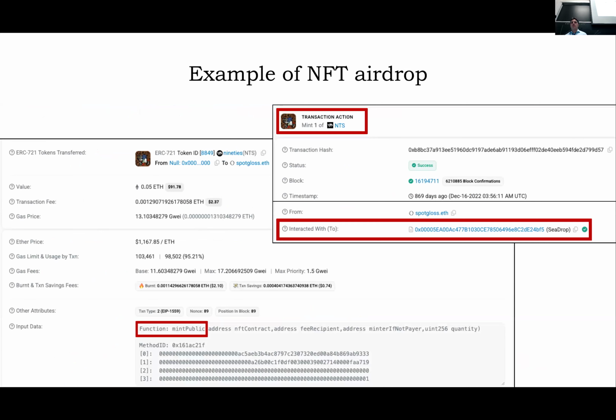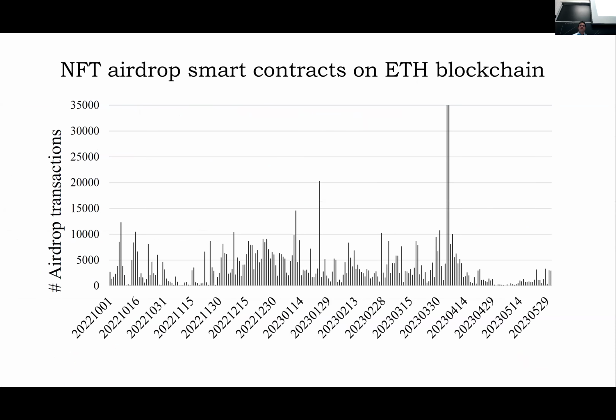This is just an example of an NFT airdrop. You can see the code, everything is very transparent. This is basically an NFT airdrop. You see when the transaction happened. This was 69 days ago. And you see what function is being used. Again, that's all information that is available.